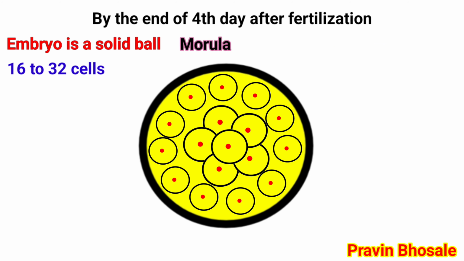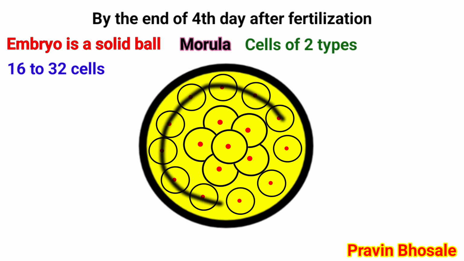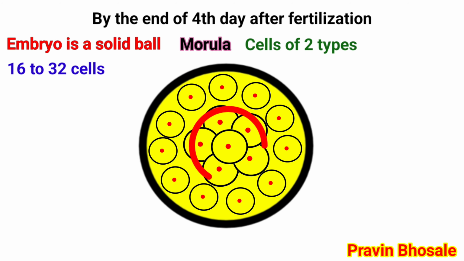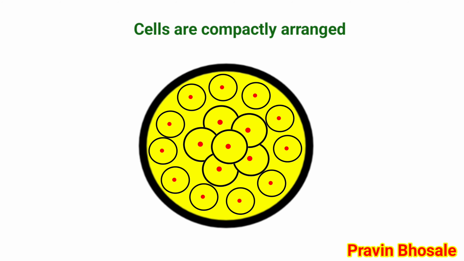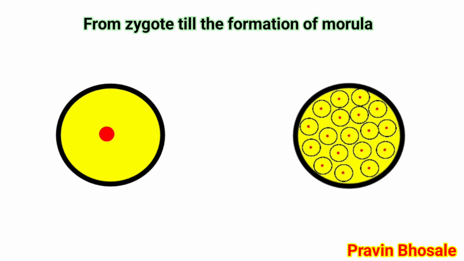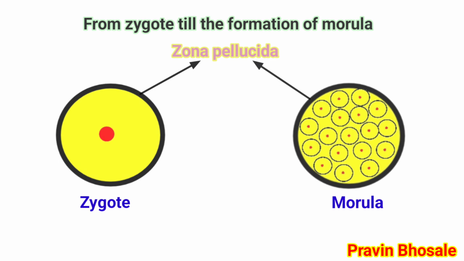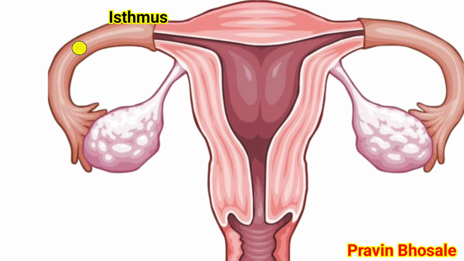The morula shows cells of two types: smaller clear cells towards the outer side and an inner cell mass of larger cells. Cells are compactly arranged. Till the formation of the morula, the zona pellucida is retained around the embryo and thus there is no change in the overall size from zygote to morula. The morula reaches the isthmus and gains entry into the uterus by the end of day 4.